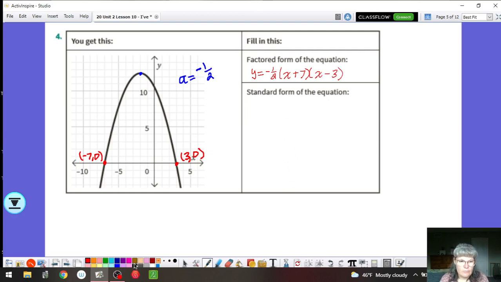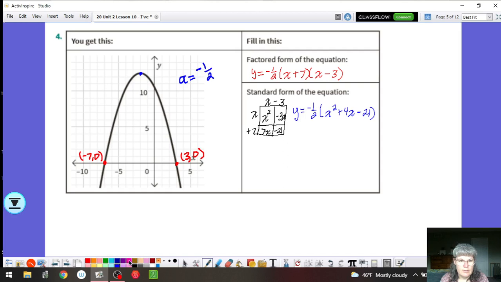Again, we're being asked for standard form, so I'm going to use my model to help me multiply. X plus 7 times x minus 3, and we have x squared minus 3x for x times negative 3, 7x, and negative 21. So this equation can now be written as y equals negative 1/2 times x squared, negative 3x plus 7x is 4x, minus 21.